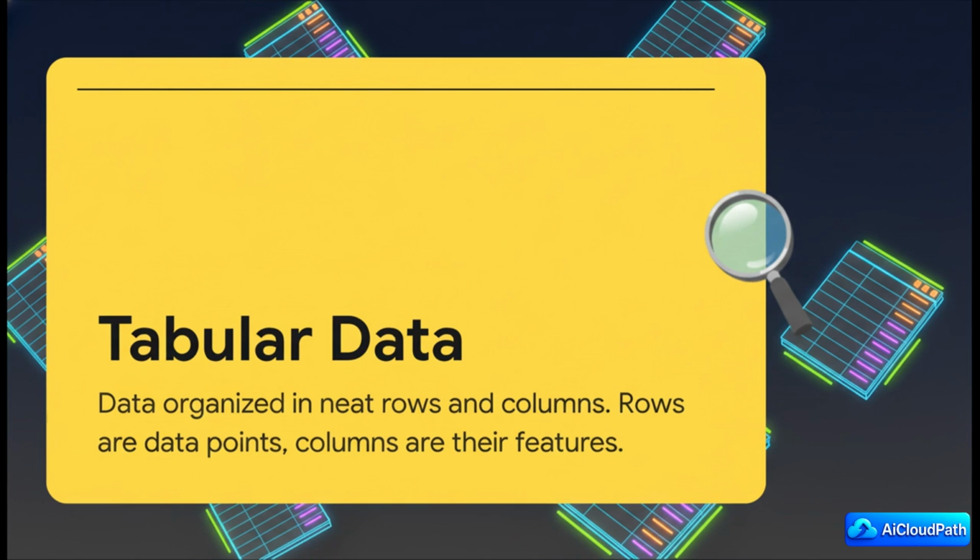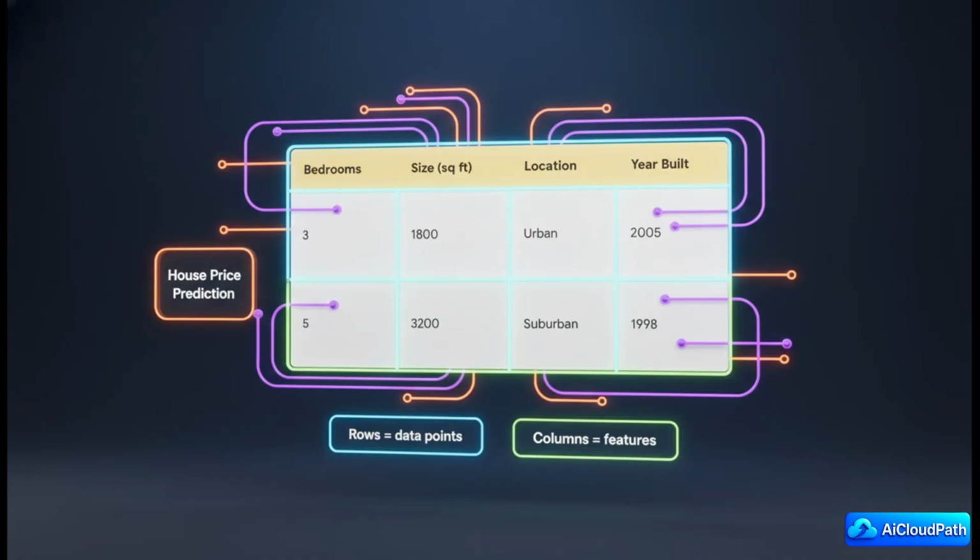Think of it this way. Each row is one thing, like a person or a house, and the columns are all the details about that thing. Here's a perfect example. Say we're building a model to predict house prices. See how each row is a different house? And in the columns, you've got bedrooms, size, location, when it was built. Those are the features the AI is going to use to learn. It's so clean, so simple, and incredibly powerful for organizing info.